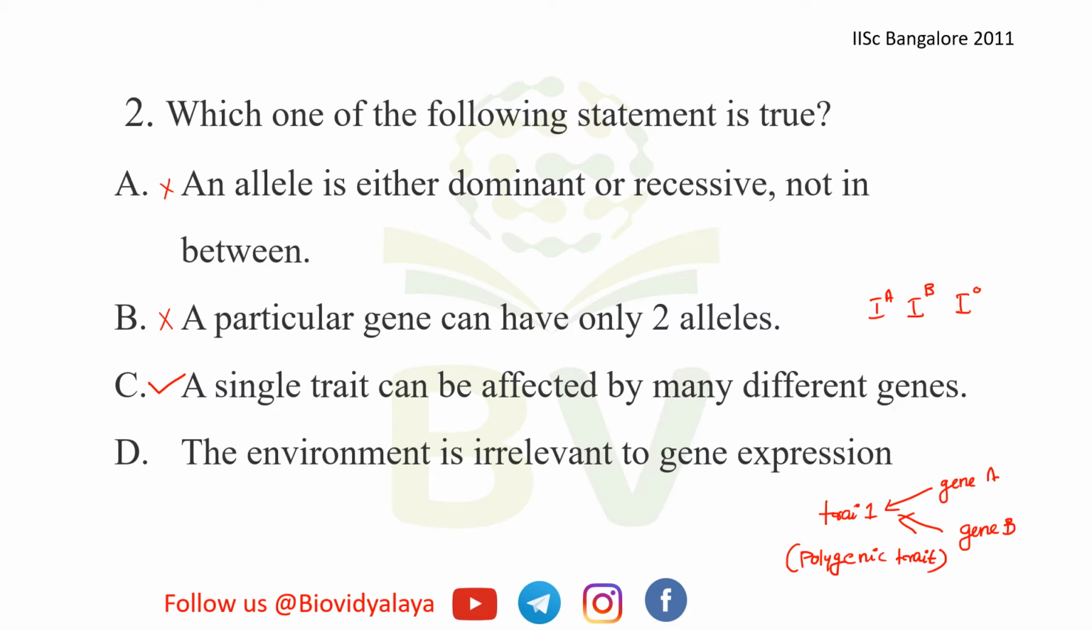Next, go to statement D. The environment is irrelevant to gene expression. That means the environment has no effect on gene expression. This is also not true. The expression of a gene in an organism can be influenced by environmental factors also, like temperature, nutrition, light, chemicals, etc. So statement D is also not correct. So the correct statement is option C. A single trait can be affected by many different genes.